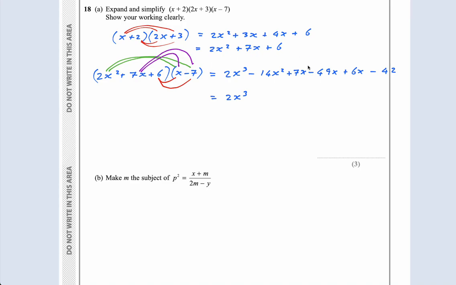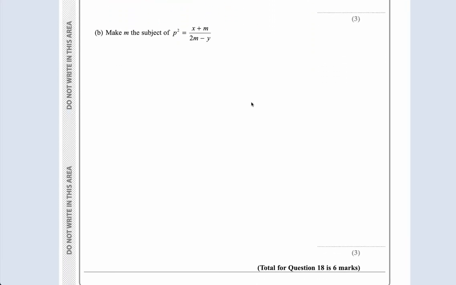7x times x is 7x squared. I forgot to put a 2 there. Minus 14x squared plus 7x squared is minus 7x squared. Minus 49x plus 6x is minus 43x. And then minus 42. And that's it. That is the answer. Okay, part B.